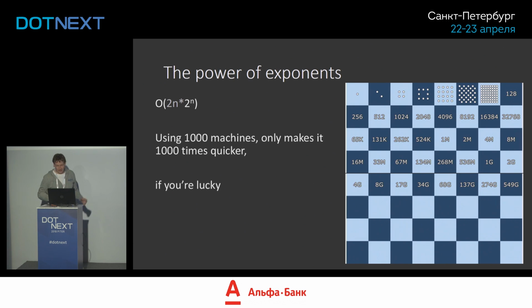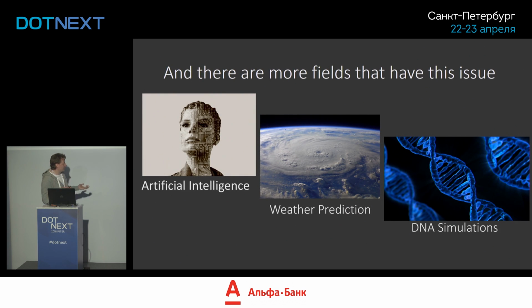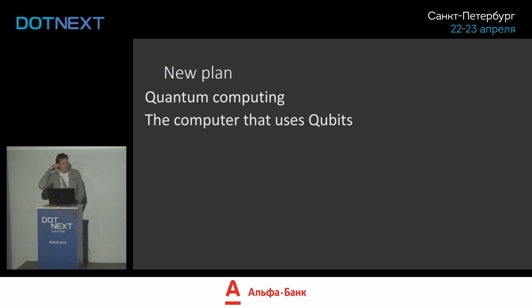So we need, for example, within artificial intelligence, weather predictions, DNA computing, chemistry, etc., we have a lot of these kinds of algorithms. So we need a better plan. So our new plan is quantum computing. The quantum computer, which uses qubits.